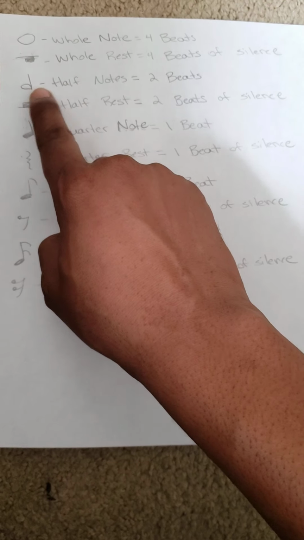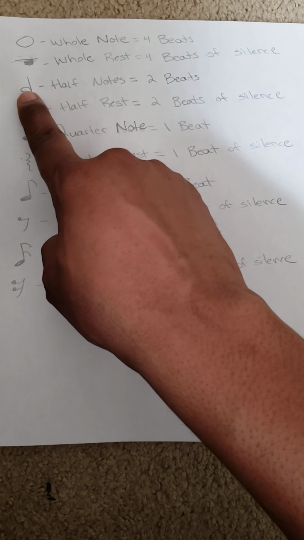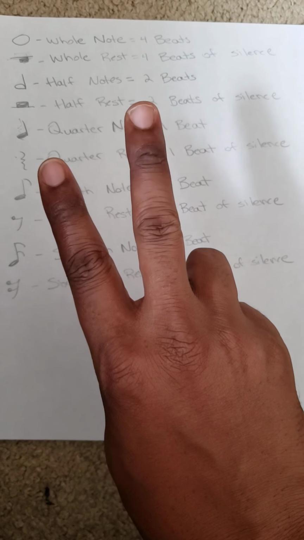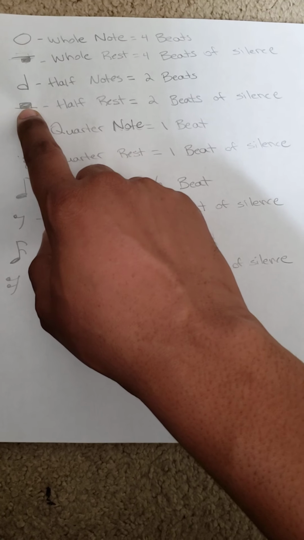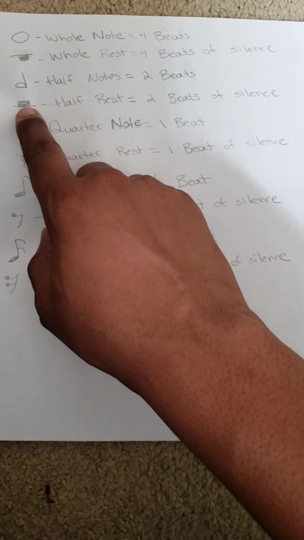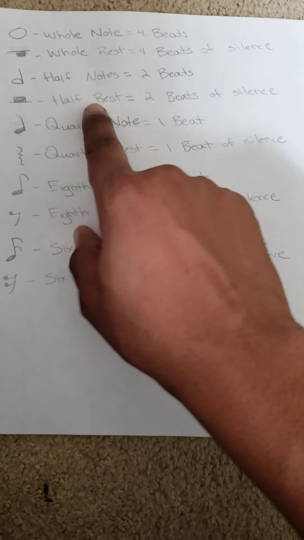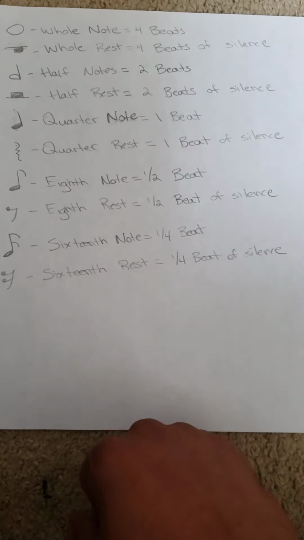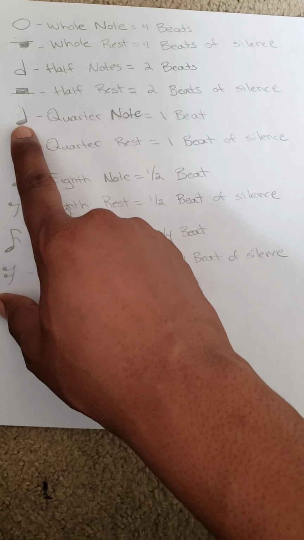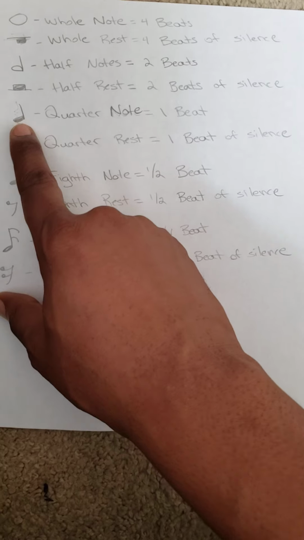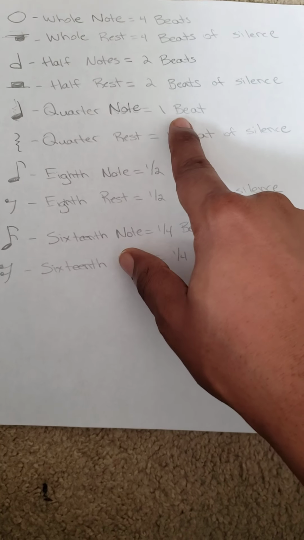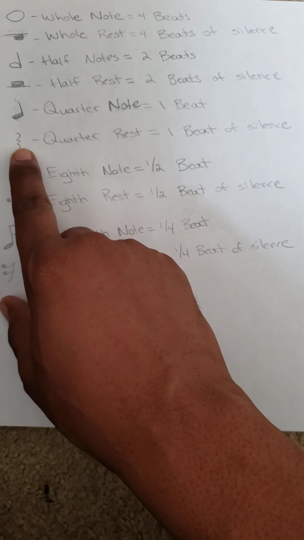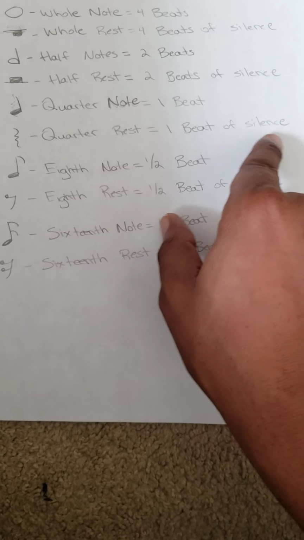you have the half note, which kind of looks like a lowercase d, 2 beats of sound. Half rest, which is the top hat, right side up. Half rest, 2 beats of silence. Or quarter note, which we should know these fairly well. Quarter note, 1 beat. Your quarter rest, also 1 beat, but of silence.